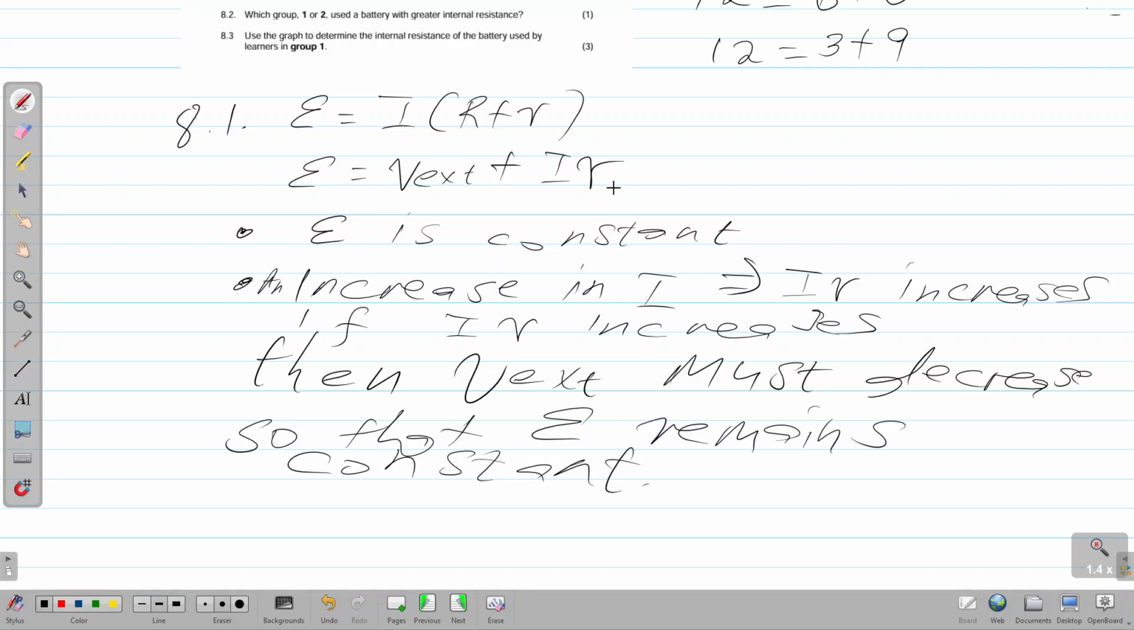You just use this one. If current is increasing, then the lost volts are increasing. So then you must decrease this one, but because you are using the equation, it's basically a mathematical form: if you increase this, I increasing means this increases, then this must decrease in order to keep E constant.